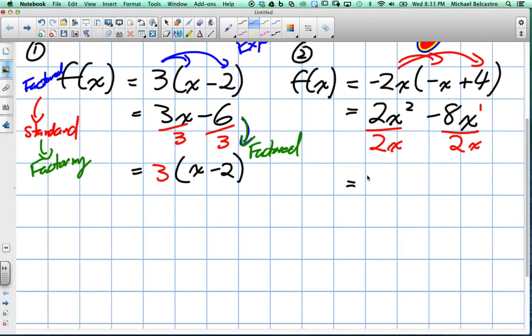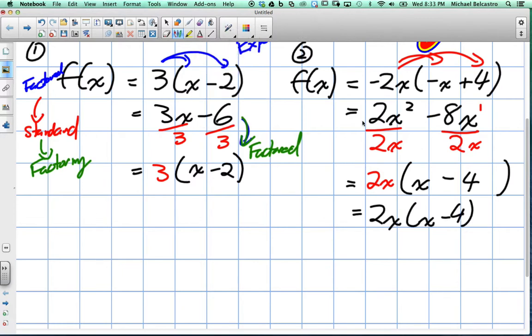So that 2x is going to come to the outside of the bracket, and inside the brackets we're going to divide our terms and see what we get. 2x squared divided by 2x: the 2's essentially create a 1, and x squared divided by x is just x. So we have just x. Negative 8x divided by 2x: negative 8 divided by 2 is negative 4, and the two x's create a 1, or you can call them canceling out. So I'm just going to rewrite it quickly: 2x times the bracket x minus 4. So we've gone from our standard form to factored form by common factoring.